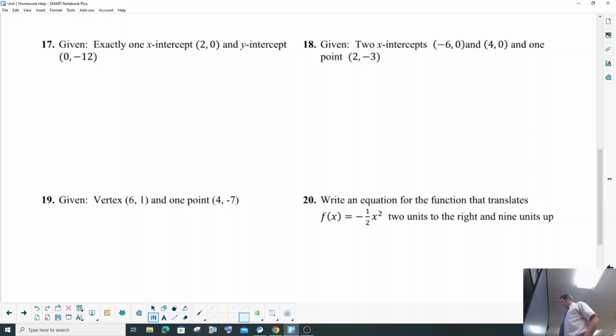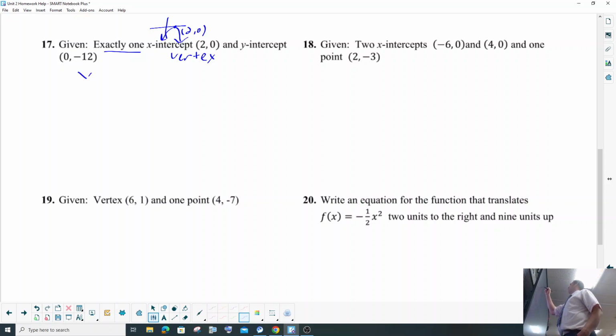What do you think? So if it's exactly one x-intercept at (2, 0), it doesn't cross anywhere else. It means that this is going to cross down here at -12. And so we can actually use that as just the vertex form. Really? Yeah, because it says exactly one x-intercept, which means there's not two. When there's exactly one, that's where the vertex is.